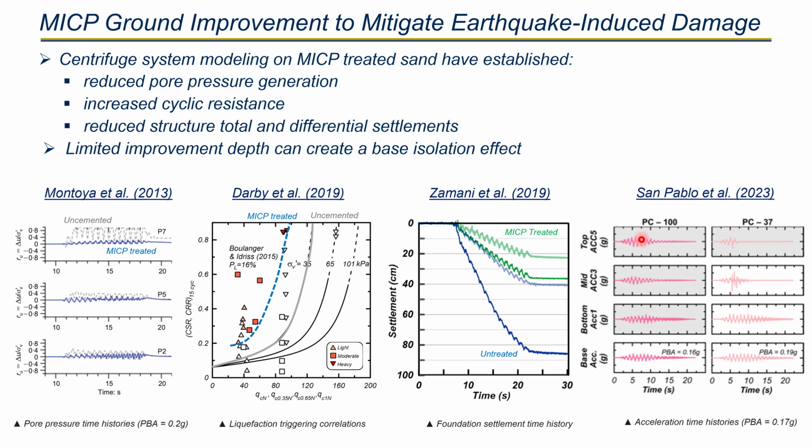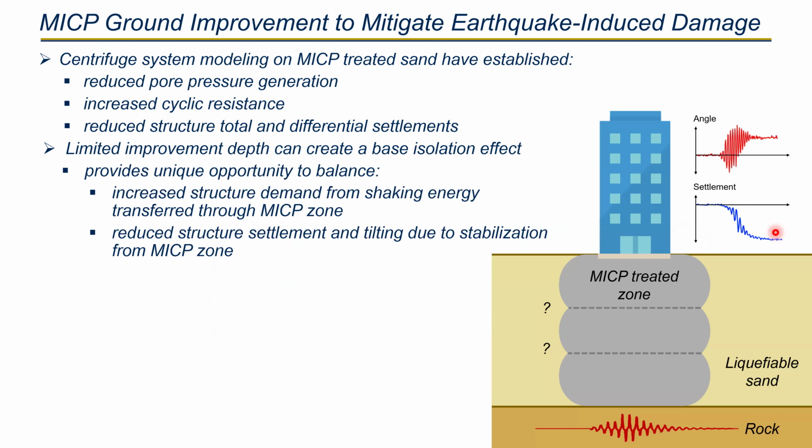Here, PC100 means she treated the MICP block up to 100% of the liquefiable layer, and the PC37 next to it indicates she treated the MICP block up to 37% of the liquefiable layer. From this study, she figured out that a limited improvement depth can create a base isolation effect. All these previous researches provide a unique opportunity to balance the increased structure demand and the reduced structure settlement. So in this study, we'll see the structure behavior with the limited improvement depth.